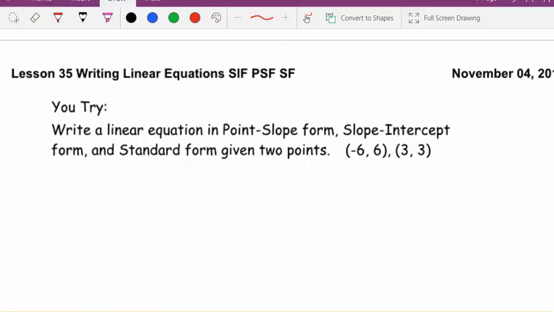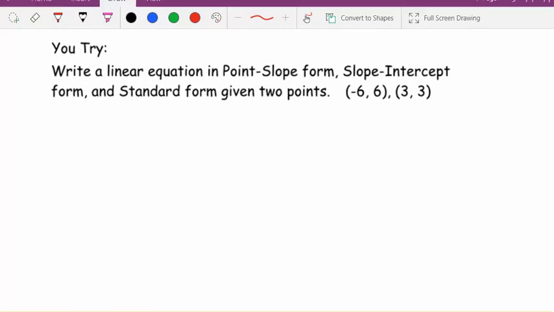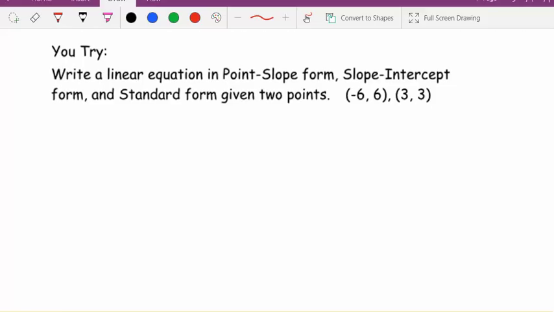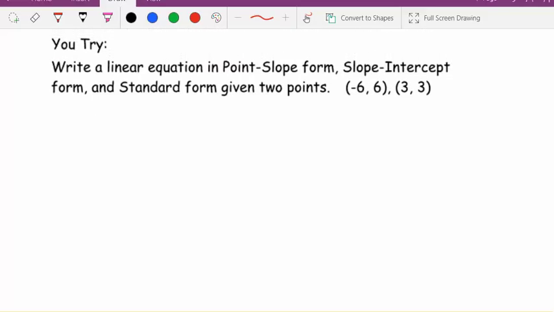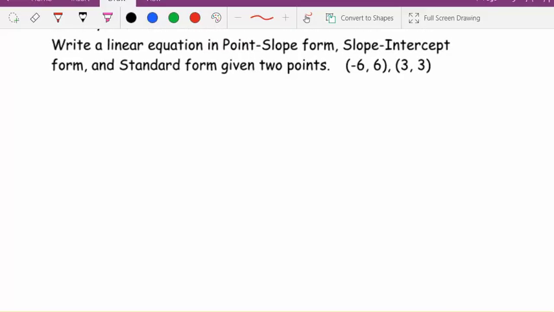You try: write a linear equation in point-slope form, slope-intercept form, and standard form given the 2 points. So let's let you guys try that. Hit pause and try it. Alright, so now we'll do it.